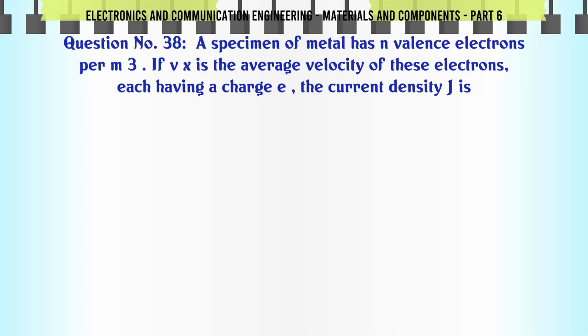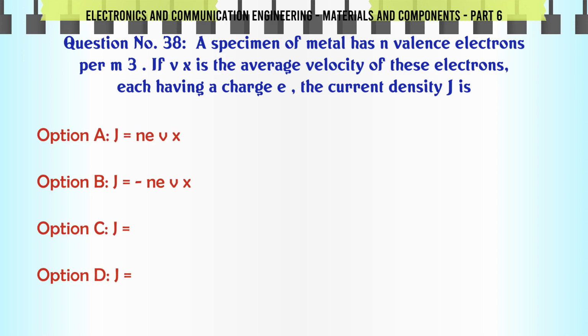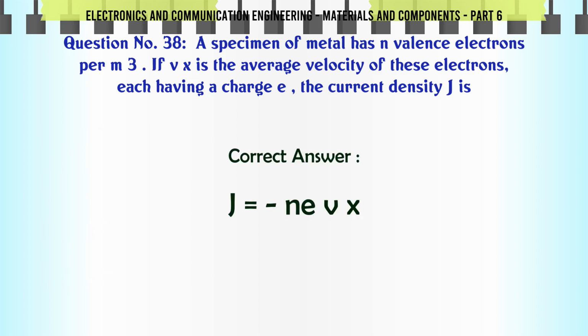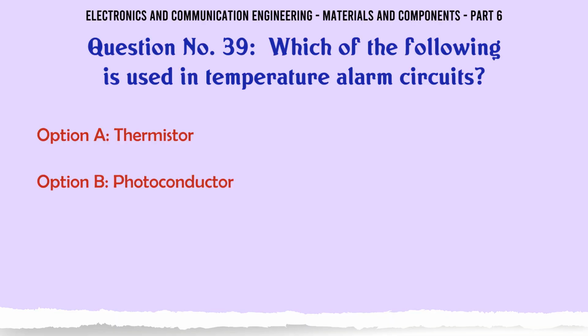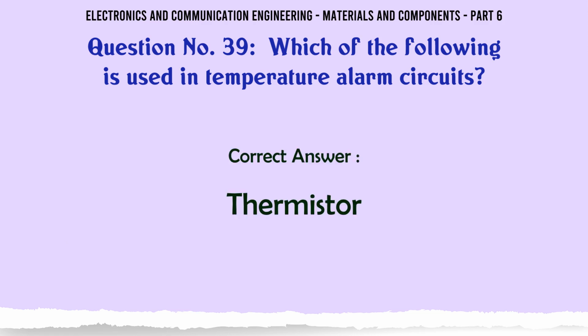A specimen of metal has n valence electrons per m^3. If Vx is the average velocity of these electrons each having a charge e, the current density J is A J = n e Vx, B, C, D. The correct answer is J = n e Vx. Which of the following is used in temperature alarm circuits? A thermistor, B photoconductor, C transistor, D varistor. The correct answer is thermistor.